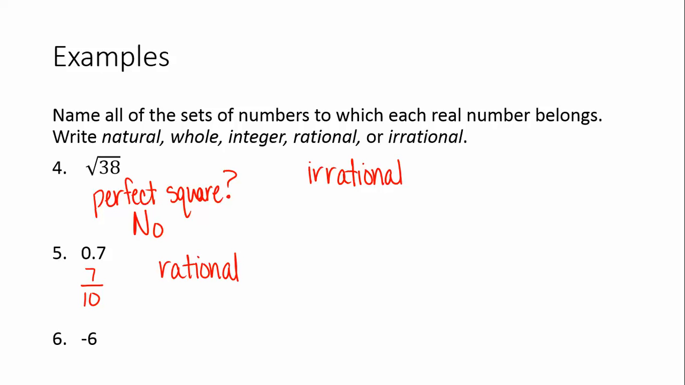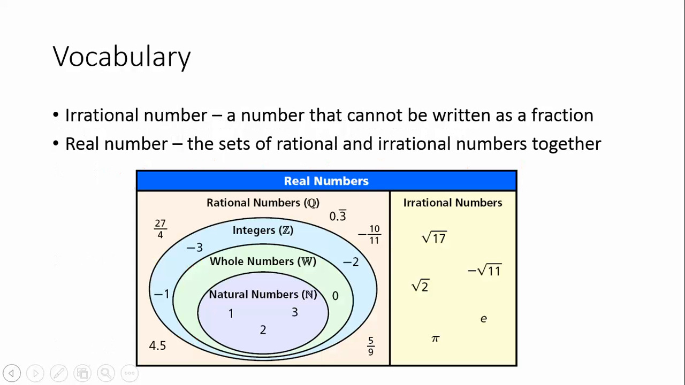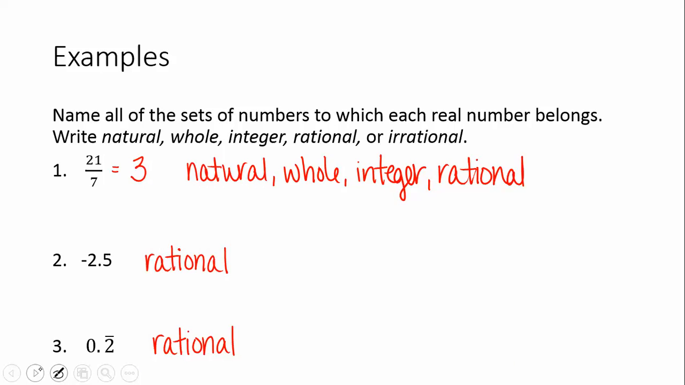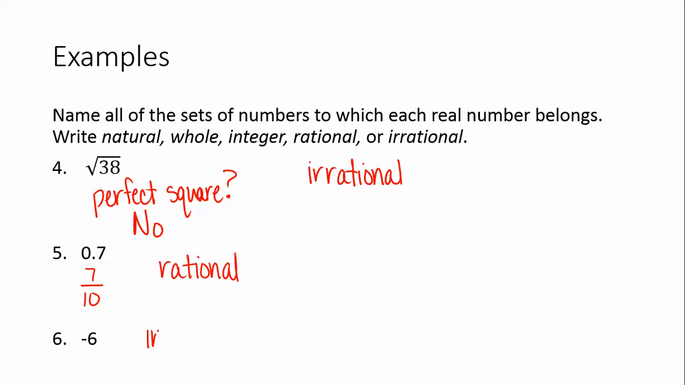For number 6, we have negative 6. And if we want to go back and look at which part of the chart the negatives begin at, those are integers. So negative 6 is not a natural number and it's not a whole number, but it is an integer and it is rational. So we write integer, rational.